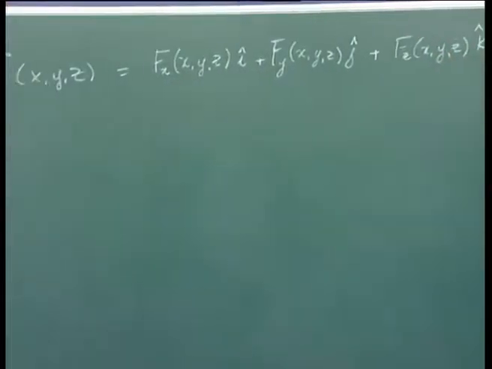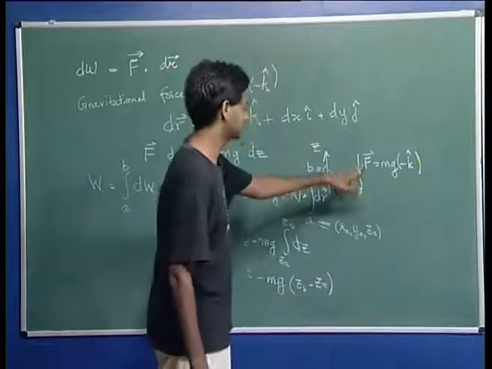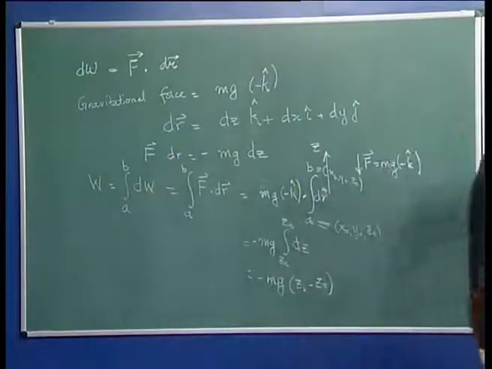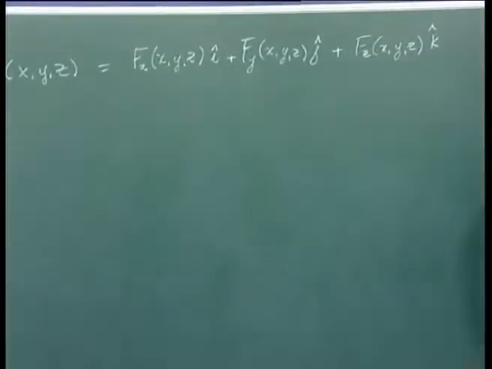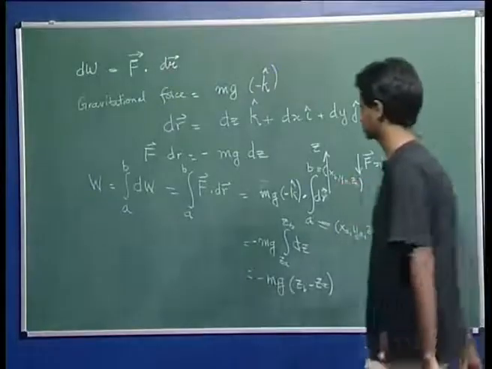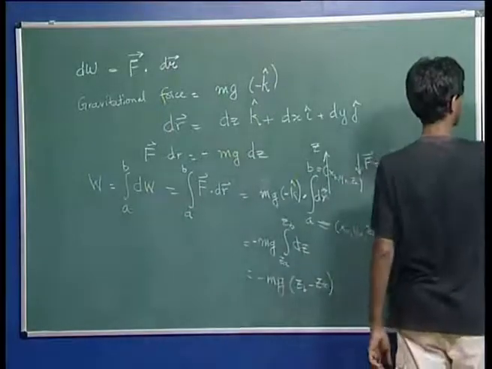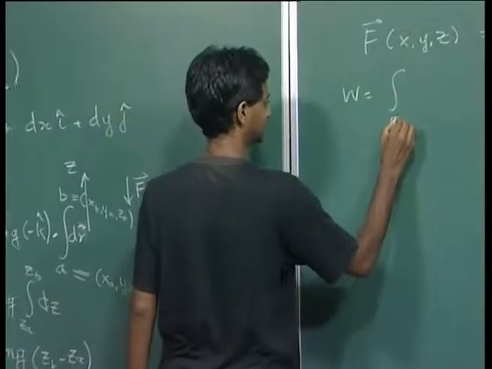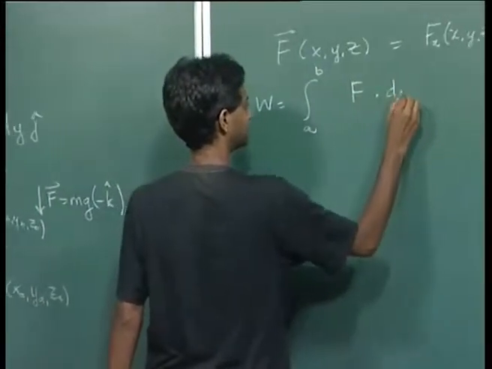Okay. So the force is given by this vector field. In this case it was just a constant, so these two components were 0, and this was equal to minus mg. Okay. So if force is a vector field, then what happens to this integral? And the answer is fairly obvious. So then your W just becomes the integral from a to b of F dot dr.